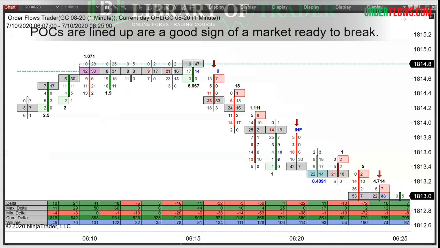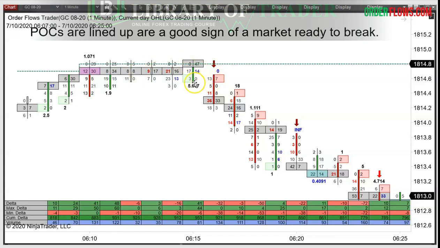POCs lined up. This is gold. This is at the high of the day, right? You're coming in right up at the high of the day, heavy volume. Not at the high, because there's some volume traded right above it. But you have 1, 2, 3, 4, 5 points of control right at the same level. One tick below, one tick above, right at the high. So I know there's supply up here.